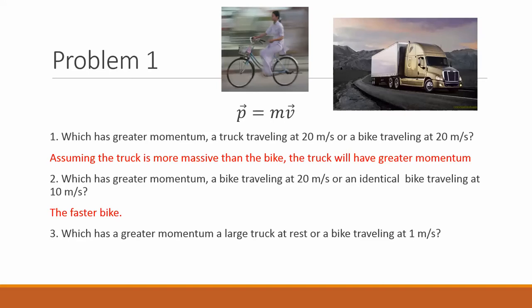Finally, which has a greater momentum, a large truck at rest or a bike traveling at 1 meter per second? Well, a bike at 1 meter per second does not have a huge momentum, but it's more than the truck because the truck's is 0. So the bike has the greater momentum.